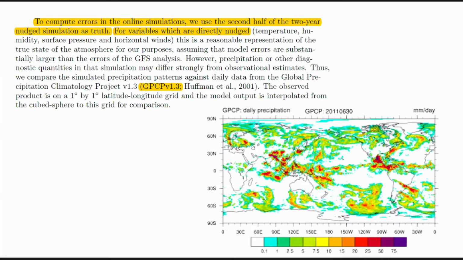For precipitation, which you wouldn't expect to be captured by the nudge simulation too perfectly because it's very difficult to capture that, and there's a lot of stochasticity, they use an observational data set. I'm showing you one image. I believe this is June 2011. This is the kind of data that they're comparing to when they try to measure the accuracy per day, per year, overall biases in their precipitation.